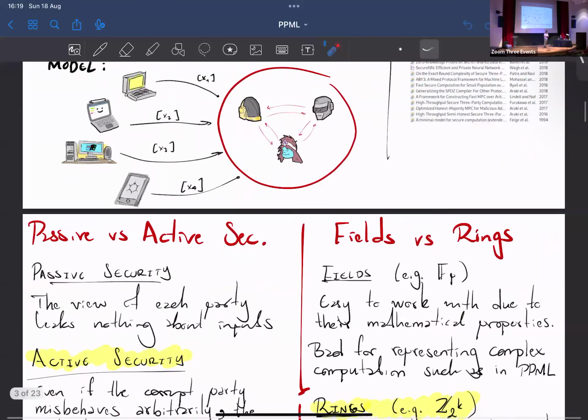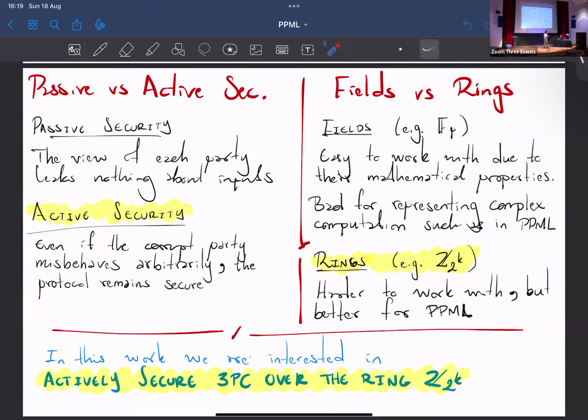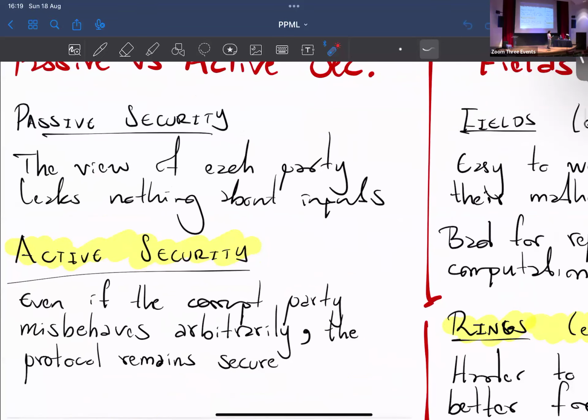Right? So in MPC, it's common to consider passive security and active security. Passive is that the view of each party leaks nothing about the inputs. Active security, we want to go a bit further. I want to ensure that even if the adversary deviates, it cannot learn anything about the honest party's inputs. So that's what we're going to focus on.